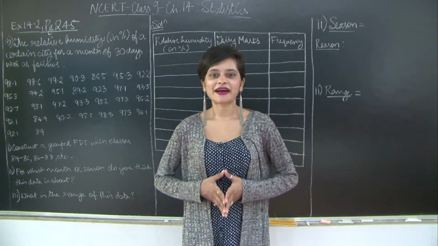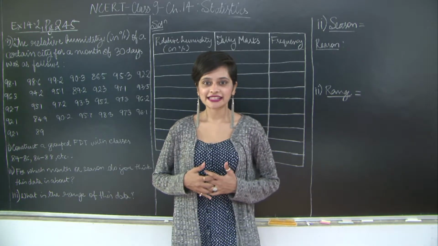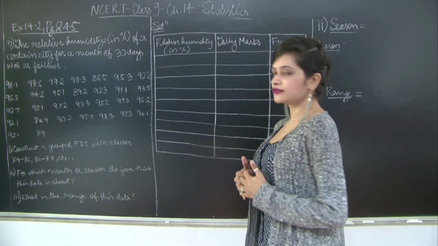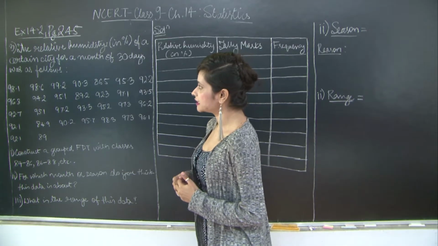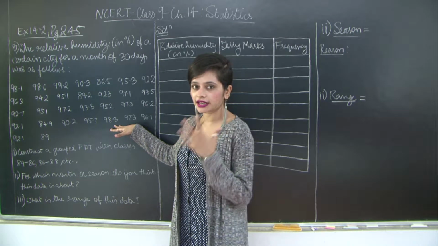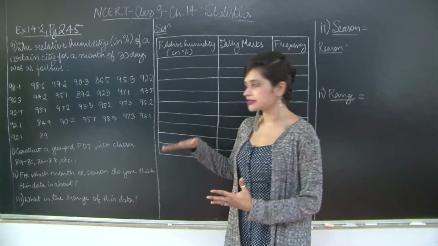Hello students, welcome back. Let us continue with exercise 14.2 of chapter 14, statistics, the third question. Let me read that out to you. The relative humidity in percentage of a certain city for a month of 30 days is as follows. These are the observations. So there are 30 observations regarding the percentage of relative humidity.